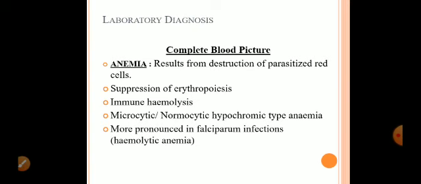Coming to laboratory diagnosis of malaria. The complete blood picture shows anemia. Anemia is nothing but reduction in hemoglobin. Following are the reasons for the cause of anemia in malaria: destruction of parasitized red cells, suppression of erythropoiesis, and immune hemolysis. The patient may present with microcytic hypochromic or microcytic normochromic anemia, pronounced in falciparum infections.